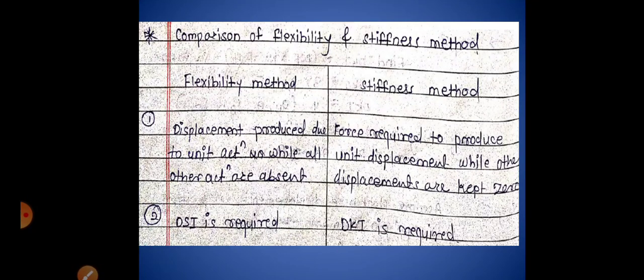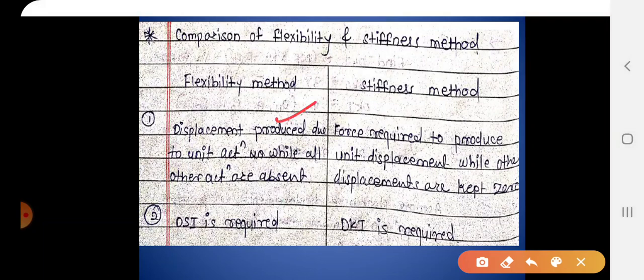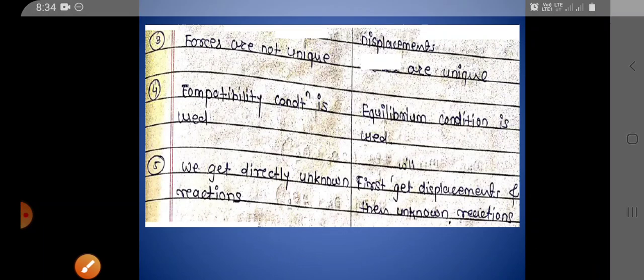Then go to comparison of flexibility and stiffness method. Yes, first point of comparison is definition. Flexibility: displacement produced in the unit direction while all other actions are absent. Okay, and under stiffness method, the definition of stiffness: force required to produce unit displacement while other displacements are kept 0. Okay, now in flexibility method we will require degree of static indeterminacy, and here degree of kinematic indeterminacy.